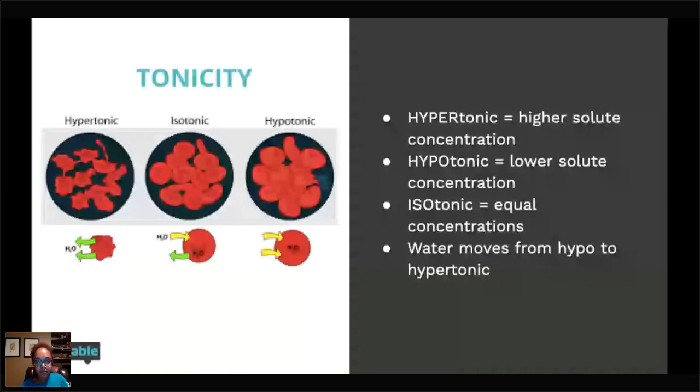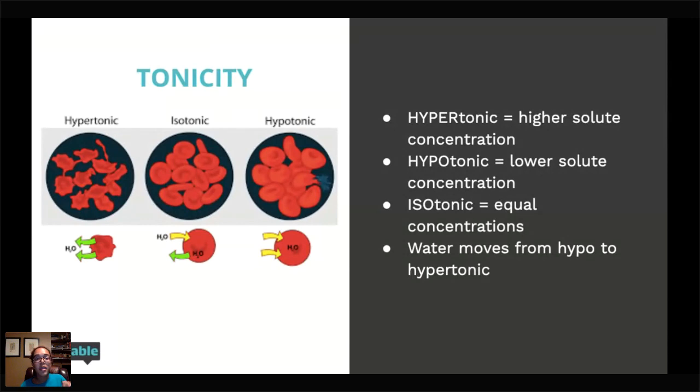They're inversely related. And isotonic does not necessarily mean that there is no movement of water in general, but it just means that water is moving in and out at equal rates. So there's no net movement of water. Water always goes from hypotonic to hypertonic, because hypotonic means that there is going to be more water versus hypertonic means that there's less water, which can get kind of confusing.